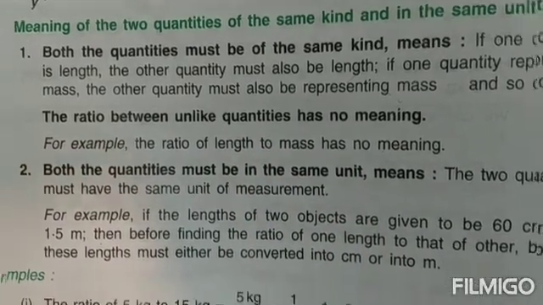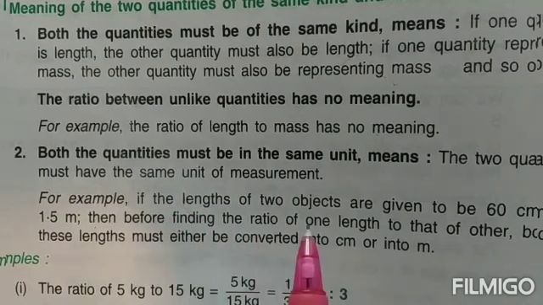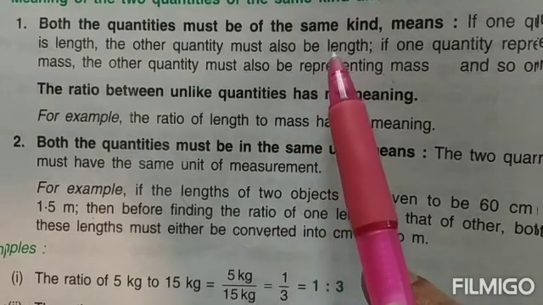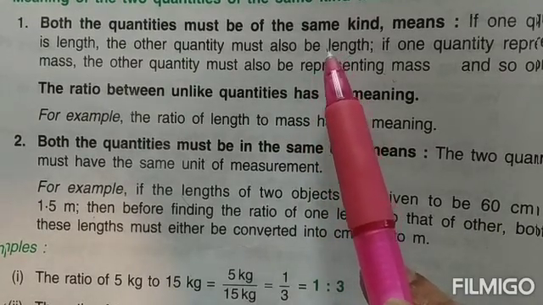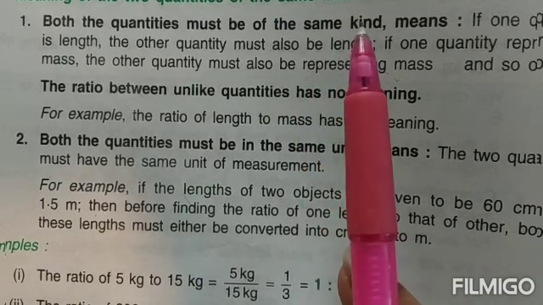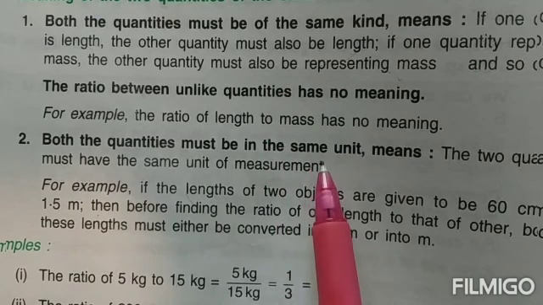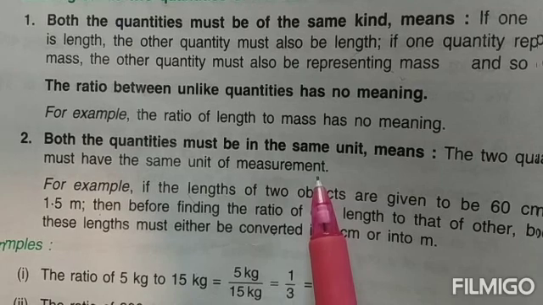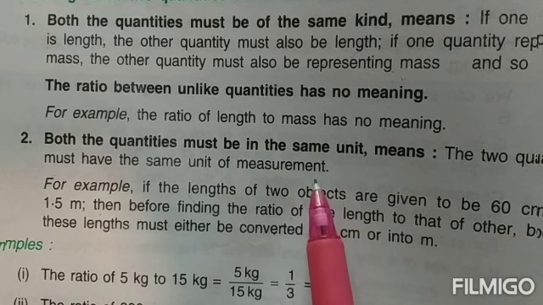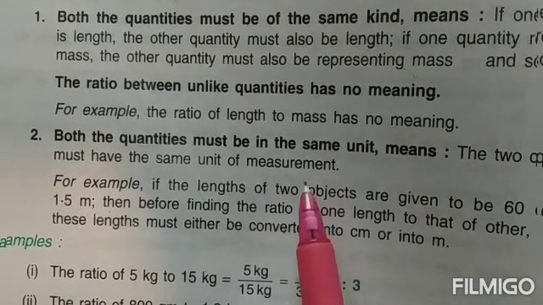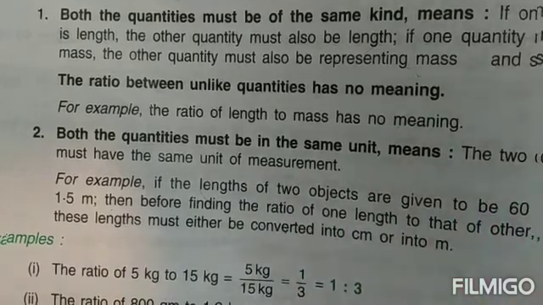The second one is both the quantities must be in the same unit. That means suppose I have taken both the things are length now, but one length is taken in centimeter and the other length is taken say in meters or in decimeters. So both the units must be same. That means both of them should be either in centimeter or in meters or in decimeters, whatever. According to the demand of the question, we have to make sure that both the quantities are in the same unit. Like for example, some examples are given over here.